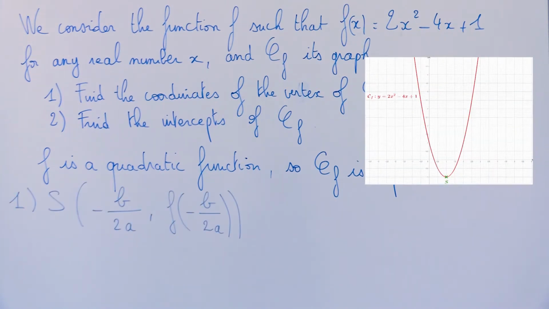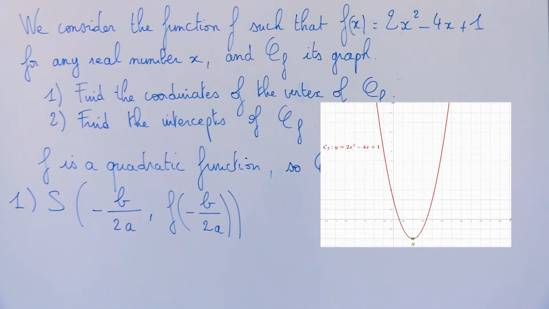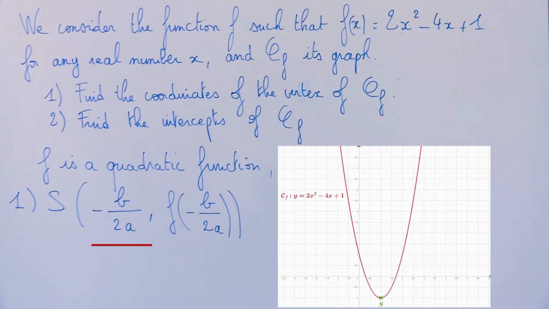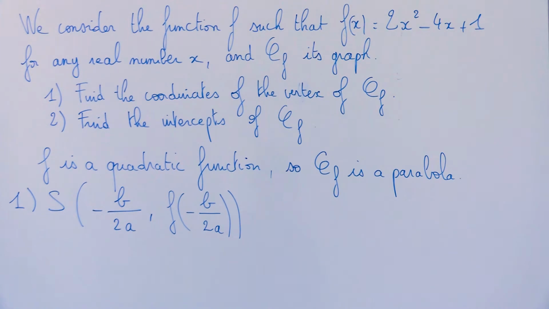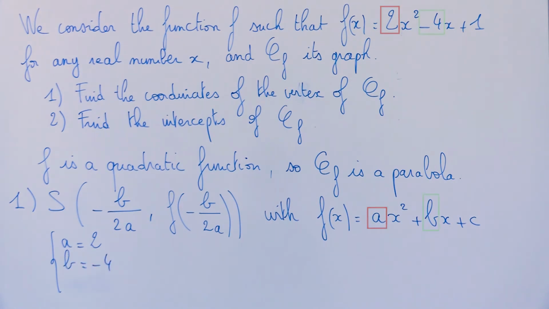We know that the abscissa of the vertex is given by negative b over 2 times a, and that its ordinate is given by f of negative b over 2 times a. So the first thing to do will be to identify a and b. We can see that a is equal to 2, b is equal to negative 4, and c is equal to 1. So we plug the values of a and b into the formula.